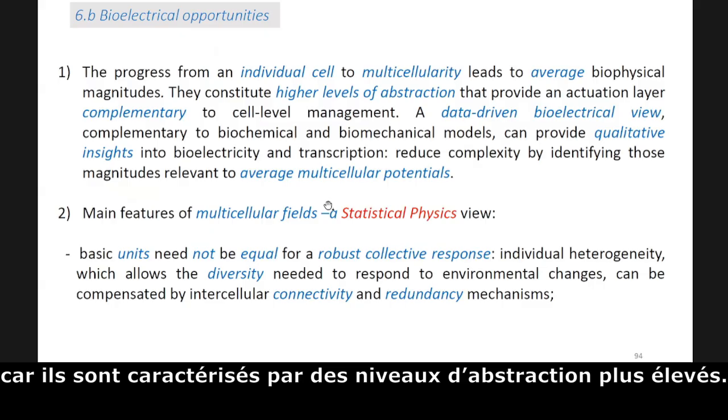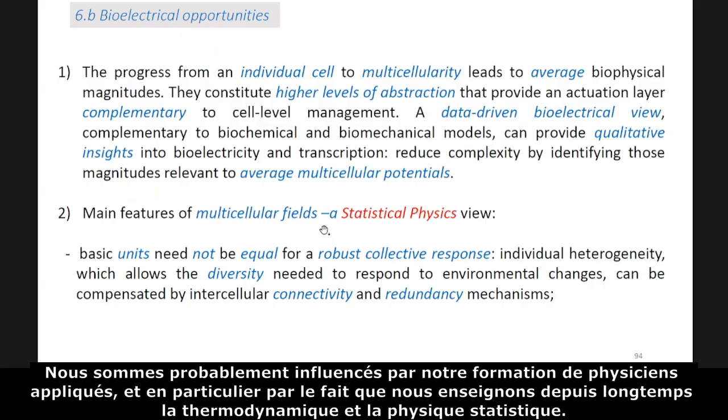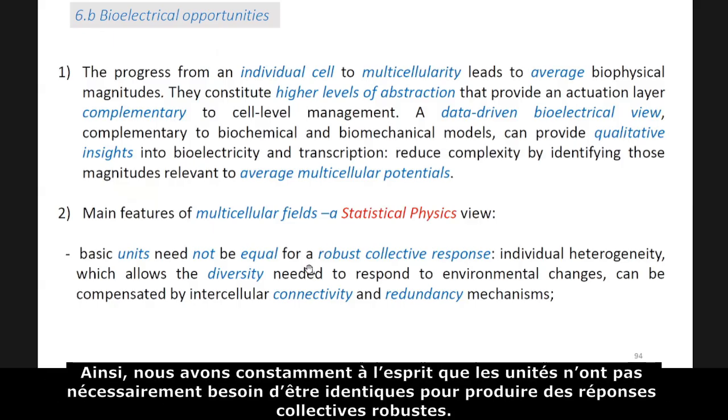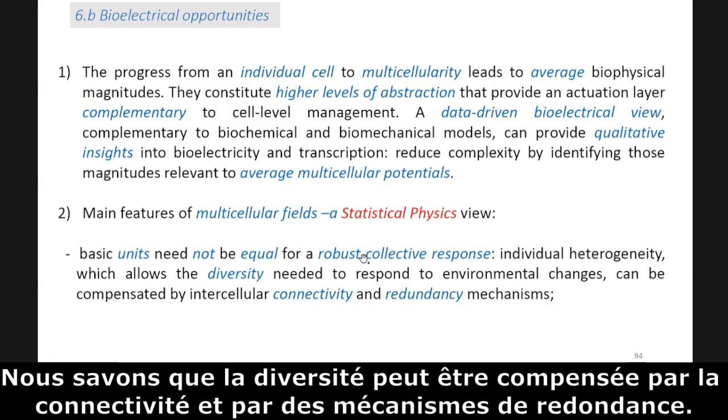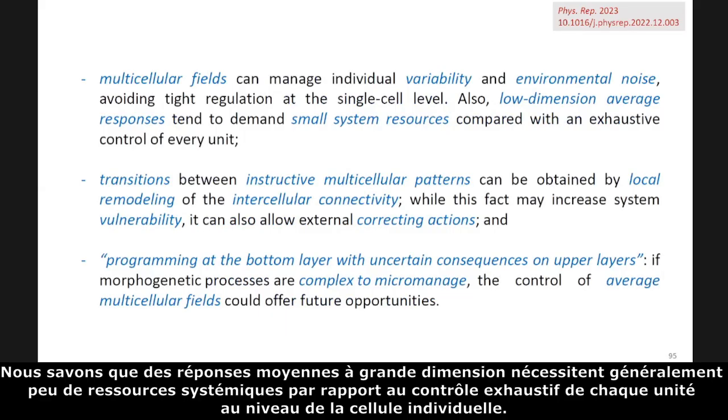We are probably contaminated by our applied physicist origin, and in particular, we have been teaching thermodynamics and statistical physics courses for a long time. So we have in mind all the time that units should not necessarily be equal for robust collective responses. We know that diversity can be compensated by connectivity and redundancy mechanisms. We know that low-dimensional average responses usually demand small system resources compared to the exhaustive control of every unit at the single cell level.